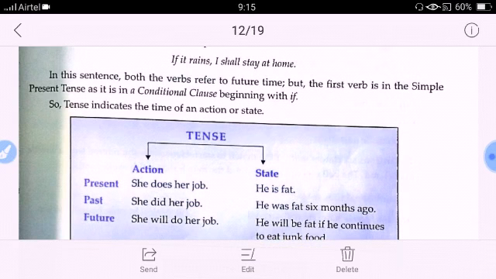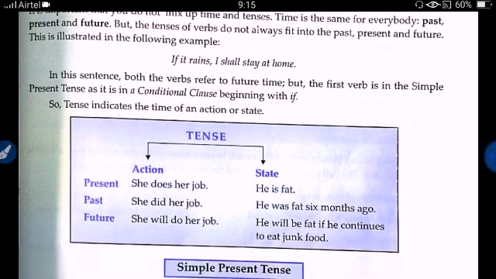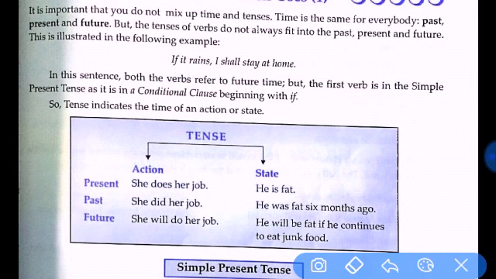We have here tenses of three kinds: present tense, past tense and future tense. Present tense is something that happens in the present, past is something that is already over, and future is something that would be following. We have action and state, so tense of action and state.